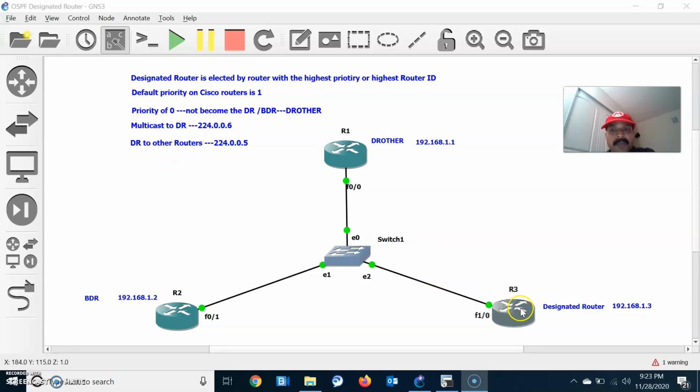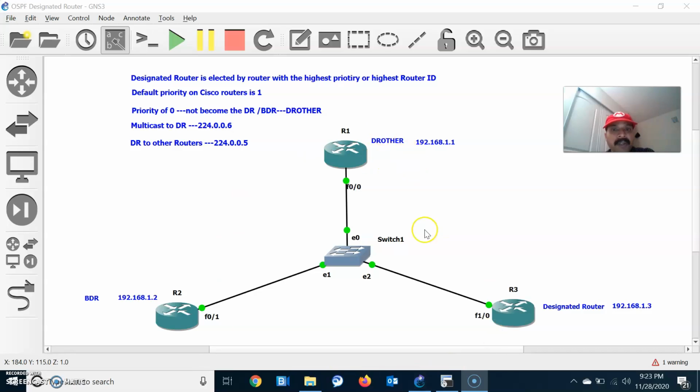So multicast to DR is always 224.0.0.6, and for DR to other routers, the multicast address is 224.0.0.5. DR is selected by the router with the highest priority or the highest router ID. That may be either the physical IP address or the loopback address. If both physical and loopback addresses are used, the highest loopback is preferred. The default priority is 1. If the priority is 0, it will be neither DR nor BDR. That means we call it a DR other router.